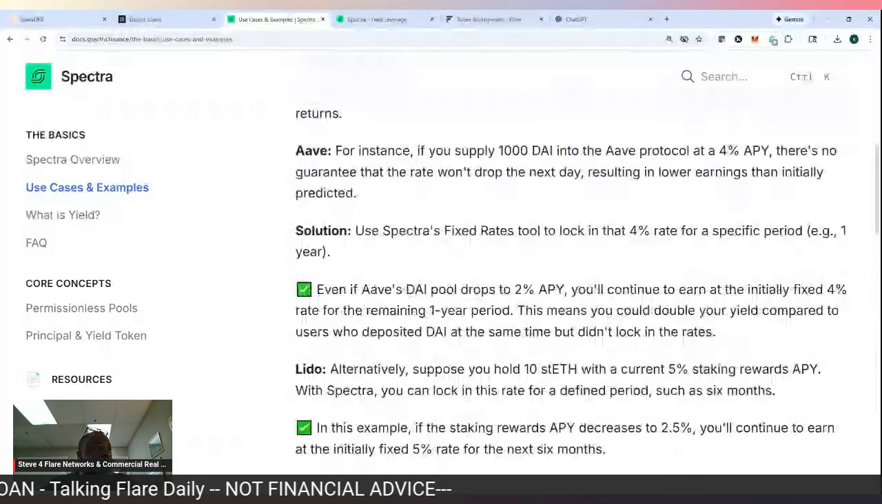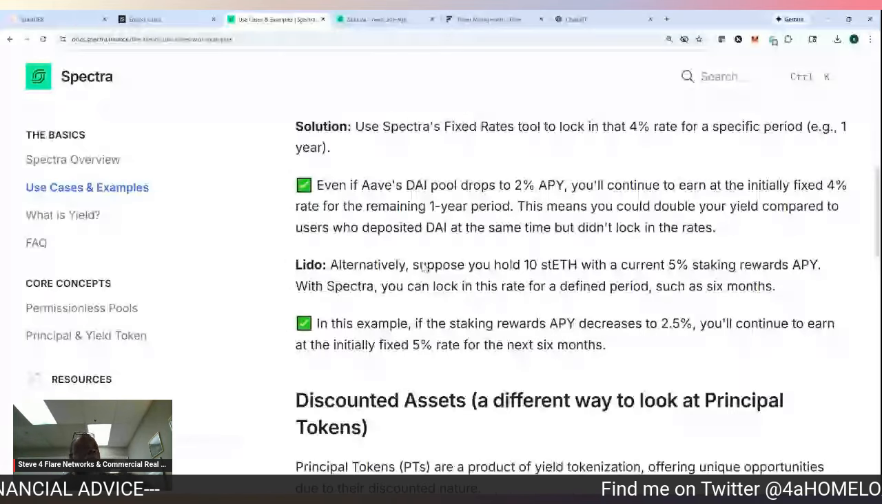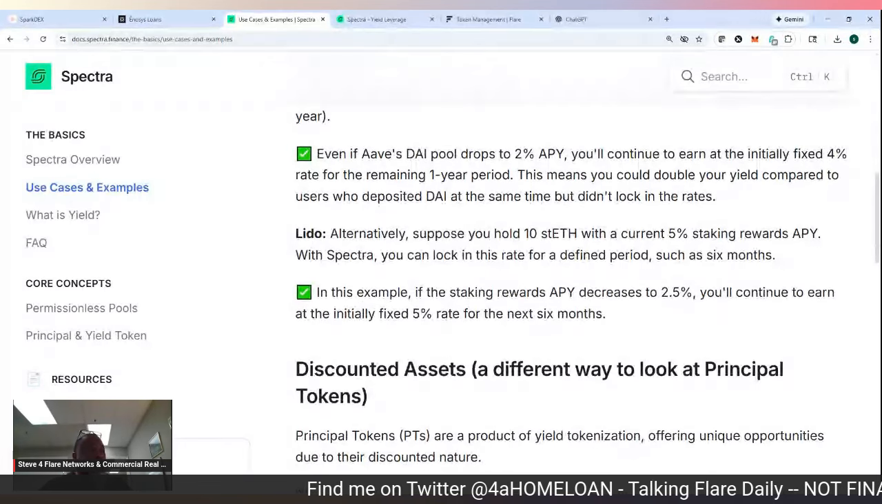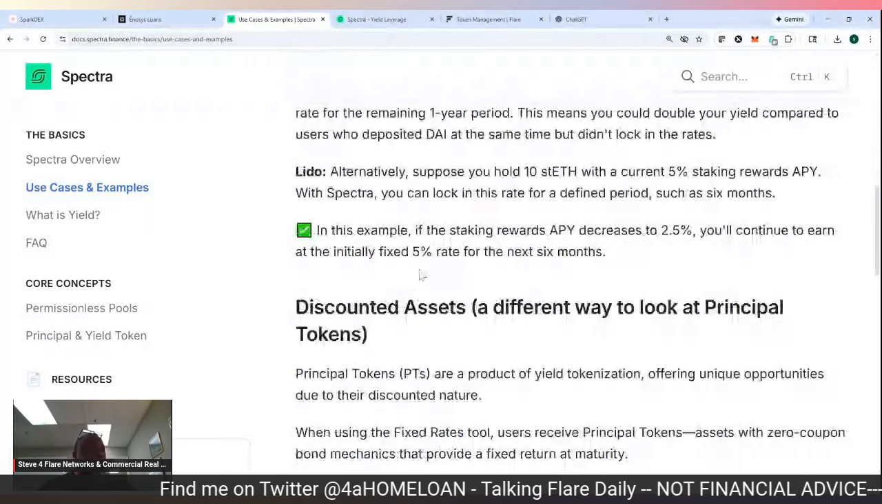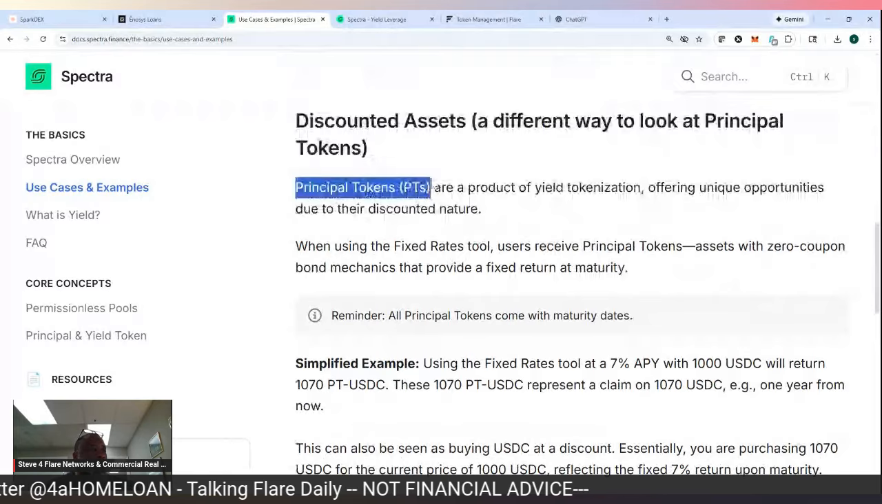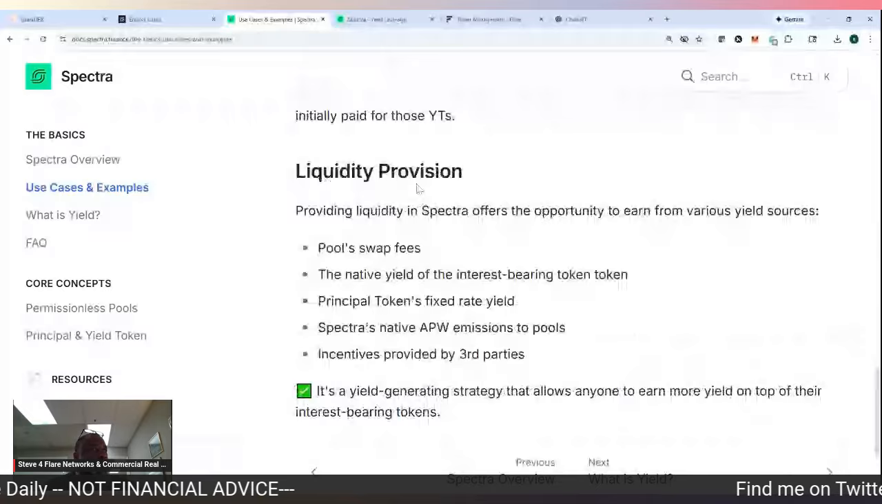The fixed rate, where you lock in a fixed rate and say, hey, listen, I'll just take my 4 or 5%. I'll keep it locked up for 6 months. I'm good, right? You get your token back. You also get your yield as well. And they call those principal tokens or PTs, okay? So just some basic stuff I want to go over.